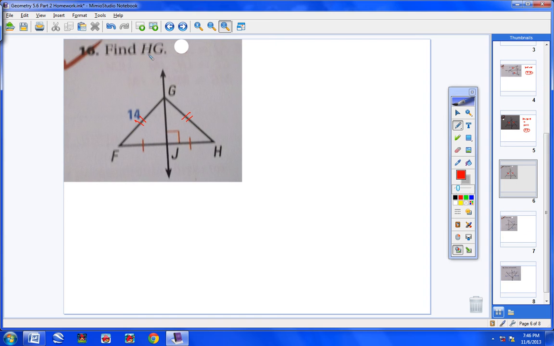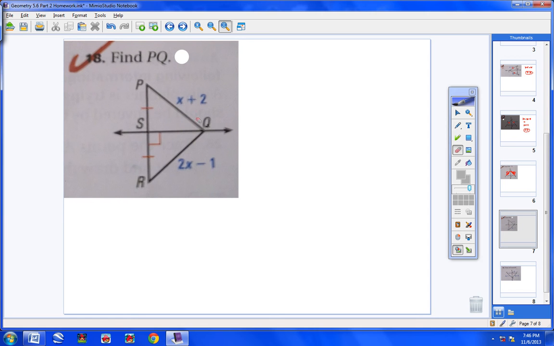Now I'm trying to find the measure of HG, and here's HG. Well, that segment here is congruent to this segment over here. So if this segment has a measurement of 14, then GH or HG also has a measurement of 14. So the answer is 14.